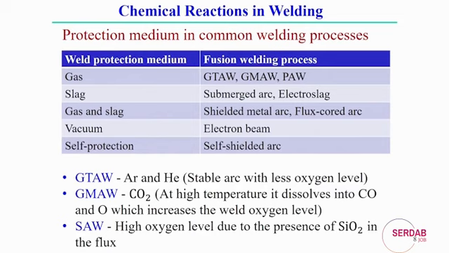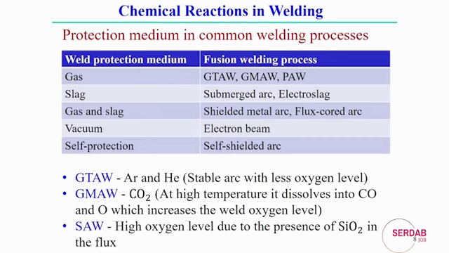Both types of protection we can find in the shielded metal arc welding process and flux cored arc welding processes. And of course, we use a protection medium, vacuum, in the electron beam welding process. So, when electron beam welding is done under vacuum, it is not necessary to use any other shielding medium. Under vacuum there is no chance of reacting with the surrounding atmosphere.